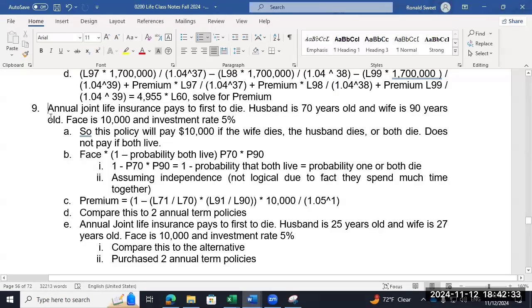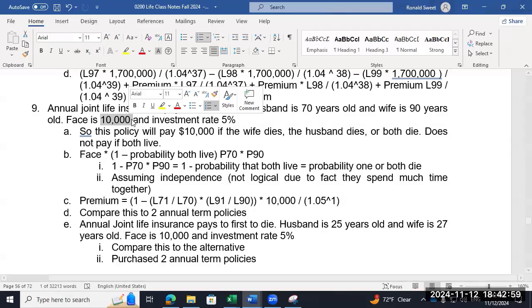All right, let's talk about joint life insurance. This is our last product that we get the price. The problem I'm giving you is if one dies or the other one dies or they both die, they get $10,000. The only way they don't get the money is if they both live.